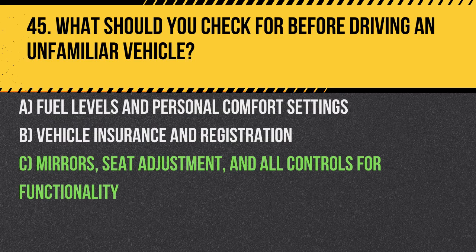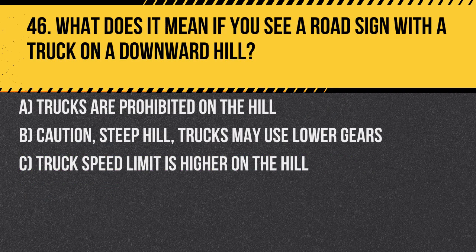Answer: C. Mirrors, seat adjustment, and all controls for functionality. Before driving an unfamiliar vehicle, check that all controls are functional and adjust mirrors and seats to ensure you can operate the vehicle safely. Question 46. What does it mean if you see a road sign with a truck on a downward hill?